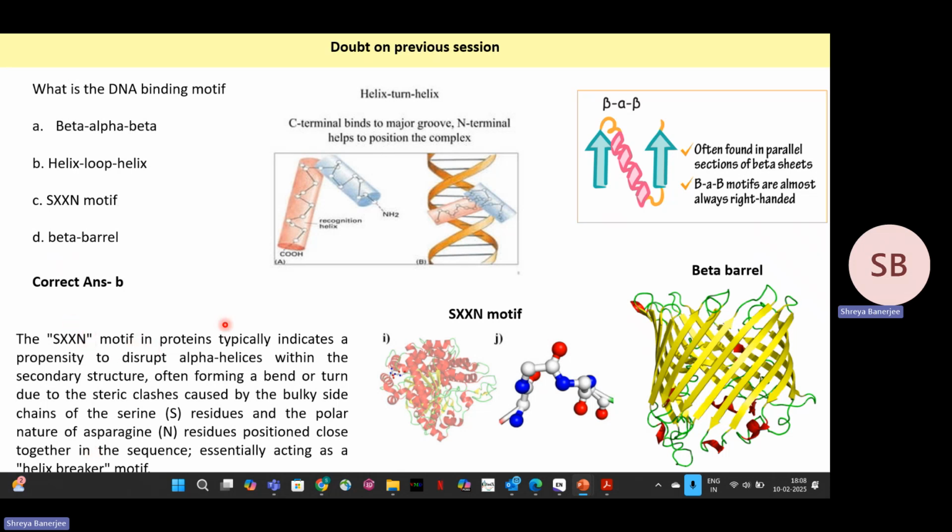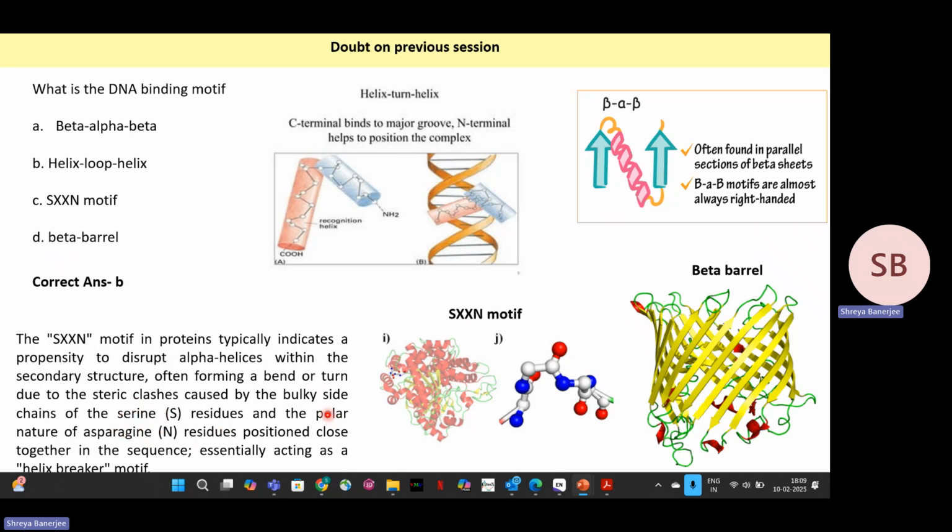The SXXN motif in proteins indicates a propensity to disrupt alpha helices within the secondary structure, often forming a bend or turn. So you can see a kind of turn is formed by the SXXN motif. This is because of the steric clashes caused by the bulky side chain of the serine residue. Serine has a CH2OH side chain, which is relatively bulky, and the polar nature of the asparagine residue. Asparagine has a side chain of CH2CONH2. So both serine and asparagine have bulky and polar side chains.